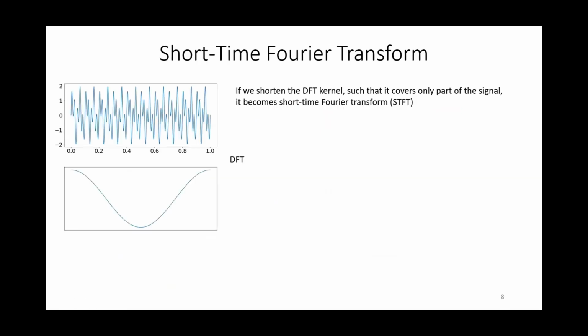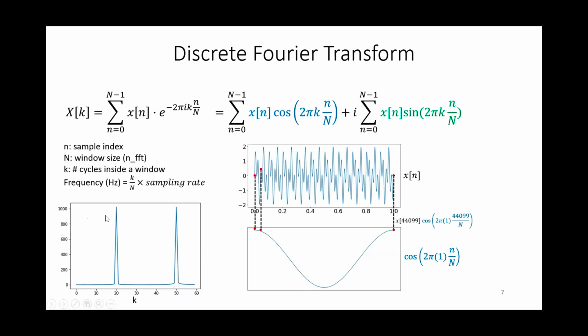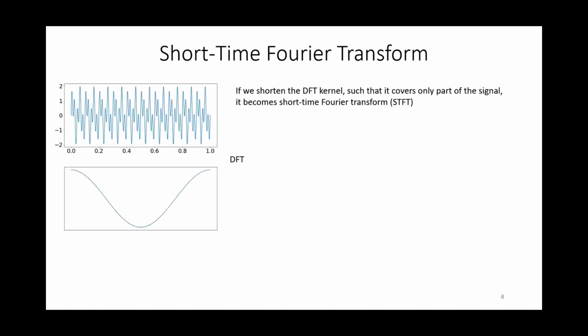The problem is, if we just do DFT, we lose all the time information because we apply DFT on the whole signal. Now we know the frequency components. Originally, the x-axis here is time, but after doing DFT, the x-axis means frequency. We lost all the time information, and this is not what we want. Most of the time, we want to know at what time, what frequency is there. That's why we need another version of Fourier transform. We call it short-time Fourier transform.